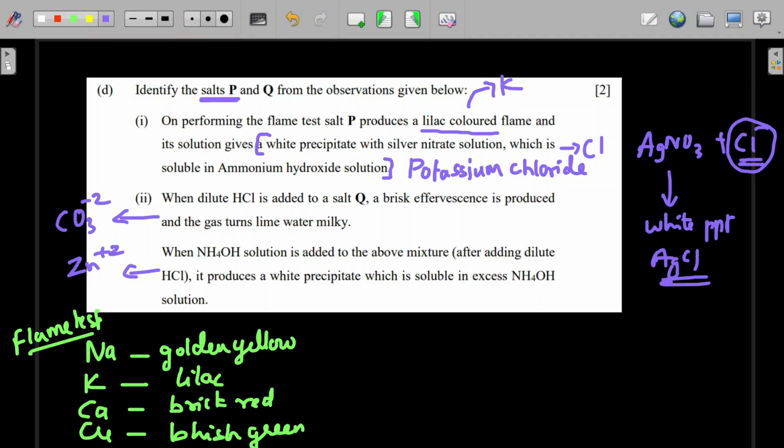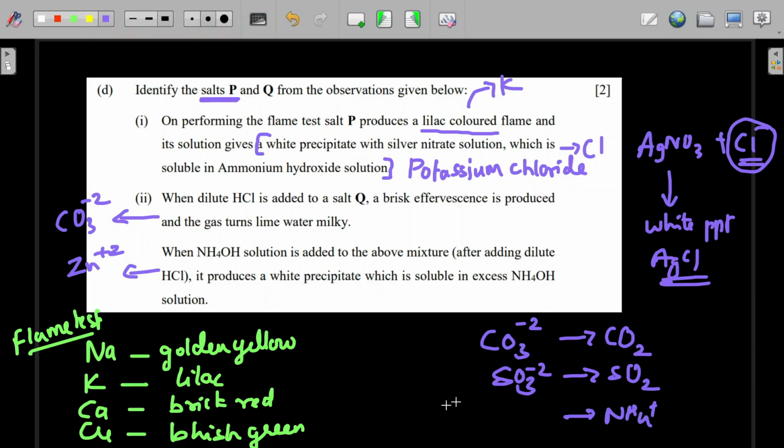Remember, children, if you are asked about CO2 gas, the anion, CO2 gas will come from the carbonate. This part you have to know by now. If SO2 gas has to come, you should have the sulfite. When metal sulfite and bisulfite react with acid, you will get SO2 gas, correct? If you want to get ammonia, then you should have the ammonium ion in the compound. An ammonium salt should be there.